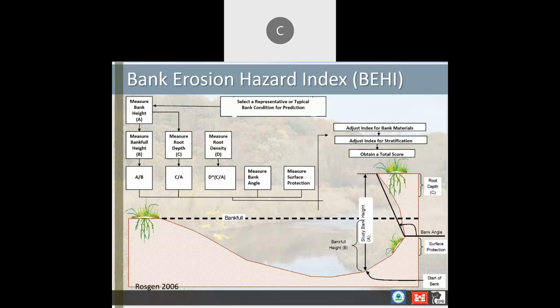There are adjustment factors for the bank material. If you have a significant amount of sand, that's going to destabilize your bank and add points. If you have clay, clay holds stuff together, so you can actually subtract points. And then there are also adjustments for stratification. If there are eroding spaces where soil layers meet, then you can add points.